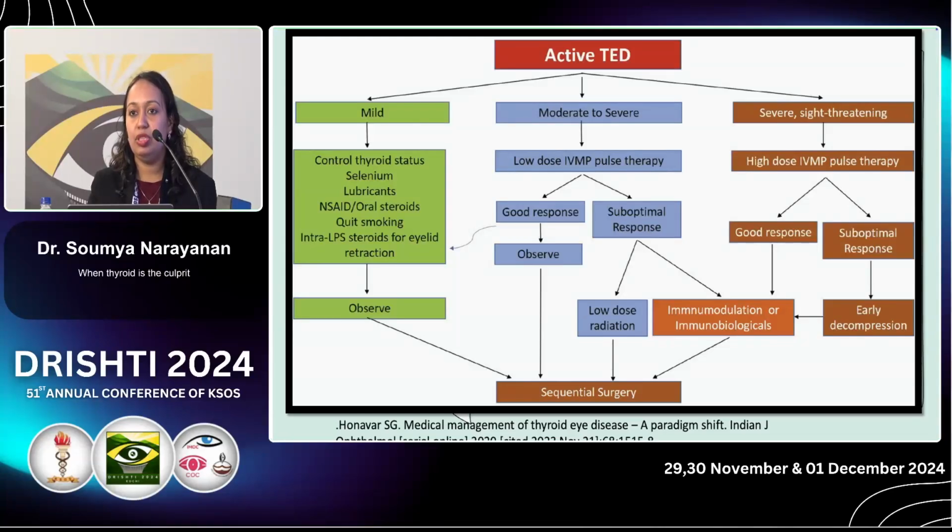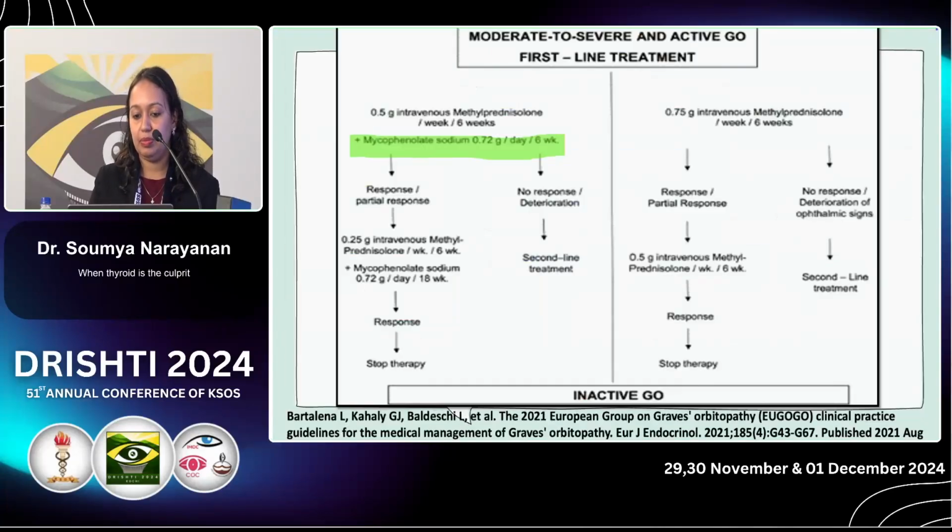If there is a good response, we can wait. If it is suboptimal, along with the IVMP we can also add low-dose radiation and immunomodulation. If the patient has severe sight-threatening disease, high-dose IVMP pulse therapy is given. If there is a good response, we continue with immunomodulator therapy, and if it is suboptimal, we have to go for early decompression. When the patient becomes inactive, we can go for sequential surgeries.